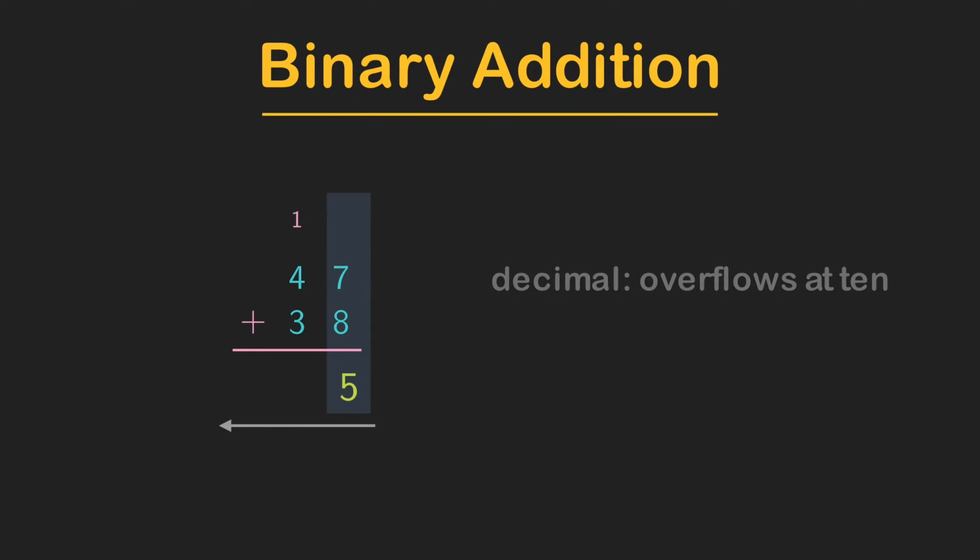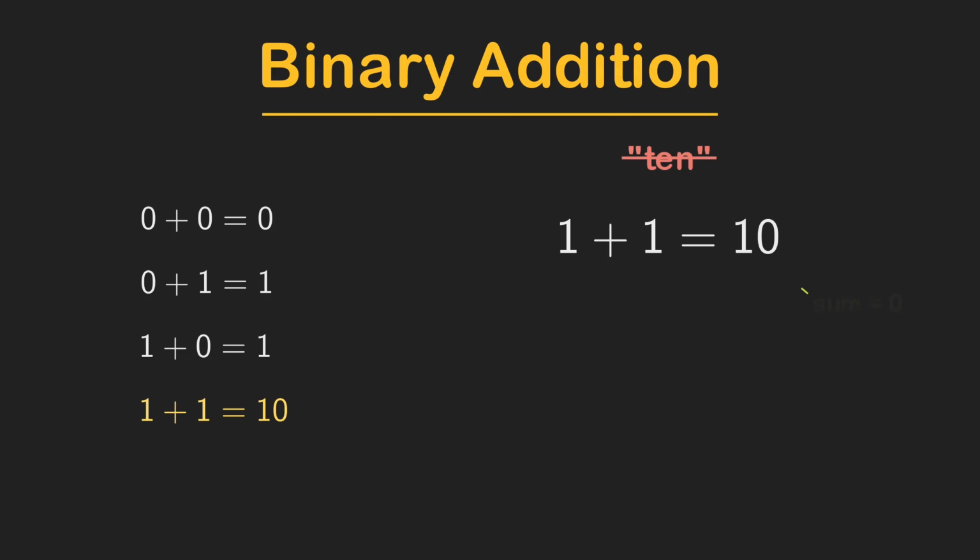Here's the intuition. It's the same column addition you learned as a child. Right to left. Carry whenever a column overflows. The only difference? A binary column overflows at 2, not 10. That gives us 4 facts. 0 plus 0 is 0. 0 plus 1 is 1. 1 plus 0 is 1. And the one that matters: 1 plus 1 is 1, 0. Not 10. A sum bit of 0 and a carry bit of 1.